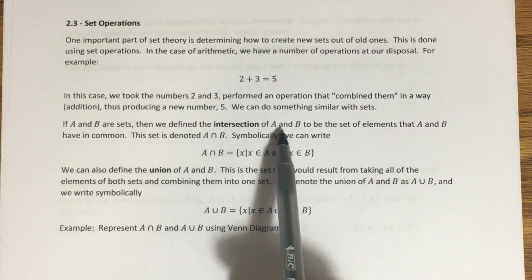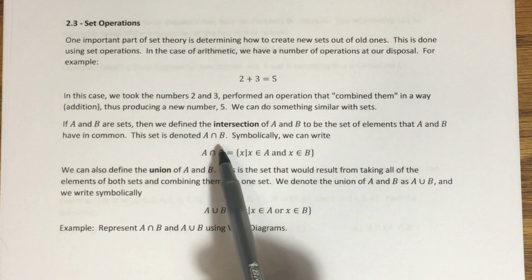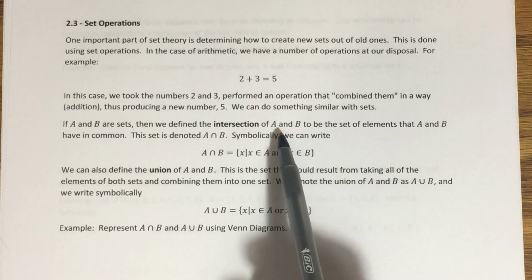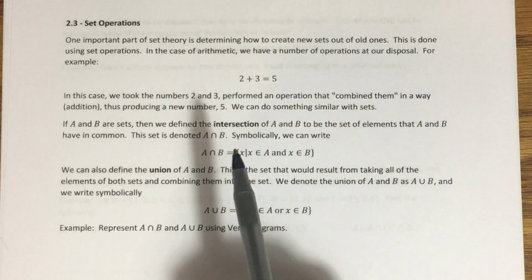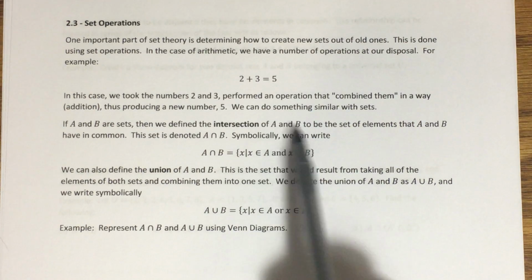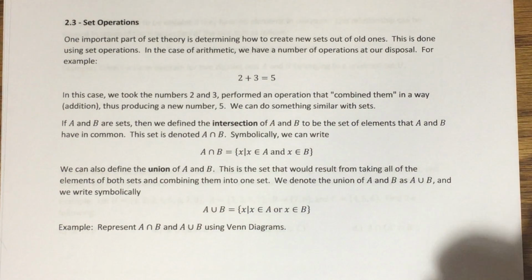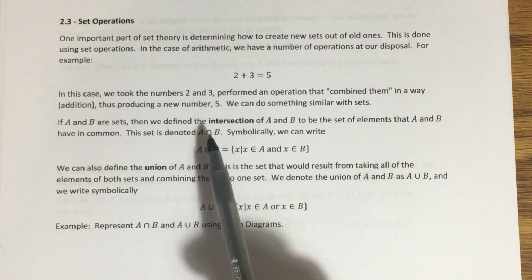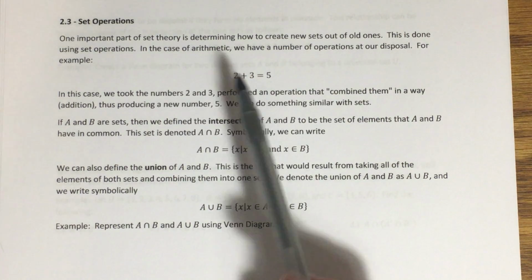An intersection of two sets, A and B, is a new set that contains only the elements that A and B have in common. Okay, so the intersection of two sets is the set of elements that they have in common. Symbolically, the way that we denote the intersection of two sets is with this upside down capital U. And notice that it appears between the sets A and B, much like the plus symbol appears.